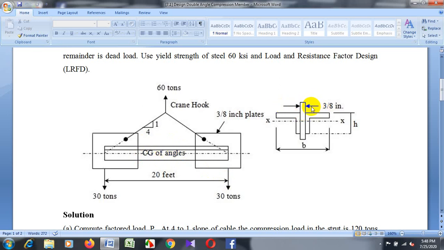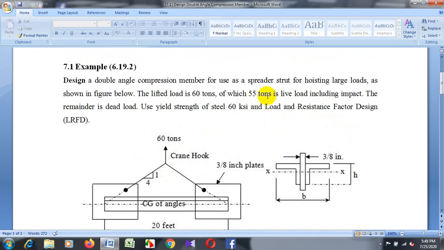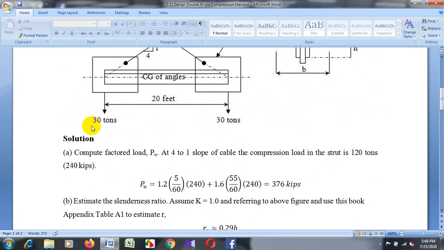This plate is connected, the same plate, a 3/8 plate, and this is the height of the plate and the total width of the two plates. The lifted load is 60 tons, of which 55 tons is live load including impact. The remainder is dead load. Use yield strength of steel 60 ksi and load and resistance factor design, LRFD.